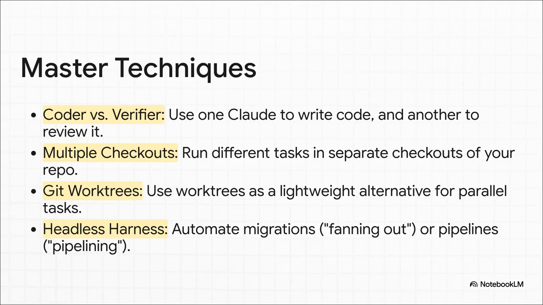A, you can set up a coder versus verifier workflow. One Claude writes the code, another one reviews it. Insane. B, use multiple checkouts of your repo to work on different things at once. C, or even better, use Git worktrees as a lightweight alternative for parallel tasks. And D, you can build a headless harness to automate huge migrations or complex pipelines. This is truly next-level agentic coding.